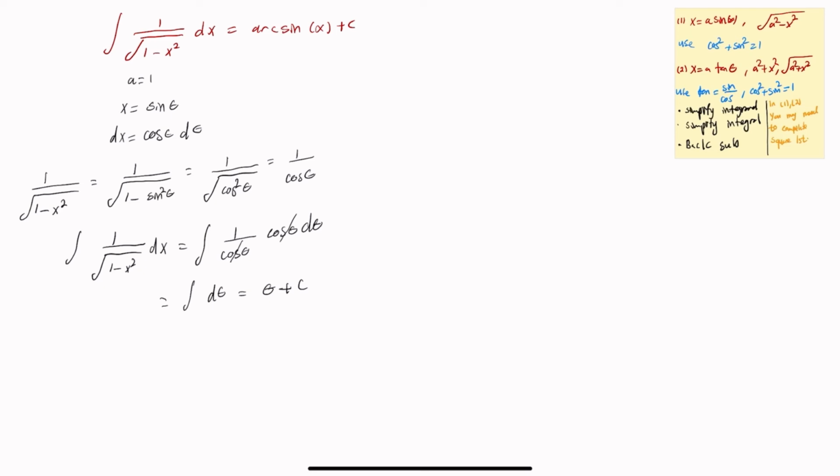Now the last step is to back substitute the function of theta. We're going to do that from this one in here. So I'm going to take the arcsine for both sides. That's going to be theta equals arcsine of x. Therefore, this is going to be equal to the arcsine of x plus c, and that should be the antiderivative of the integral. And that's why the antiderivative of 1 over square root of 1 minus x squared equals the arcsine of x.